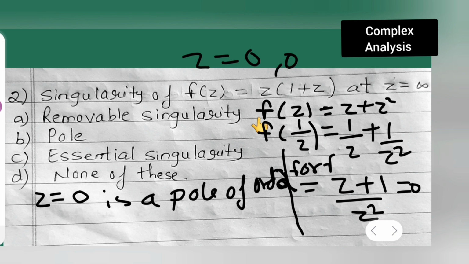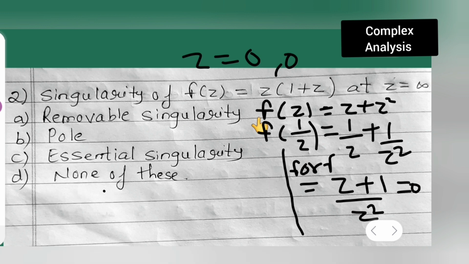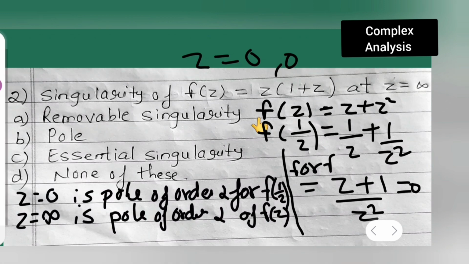okay, let me wrap this part first. This won't fit over here, right? So let me write it again. So basically you all need to know this. z is equal to 0 is a pole of order 2 for f of 1 upon z, and z is equal to infinity is a pole of order 2 of f of z, okay?